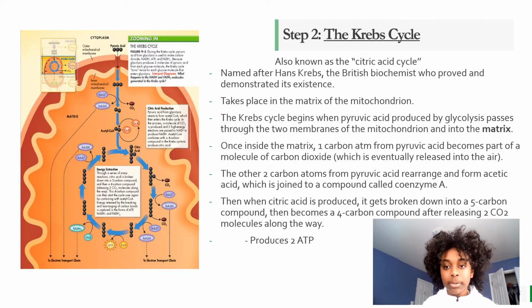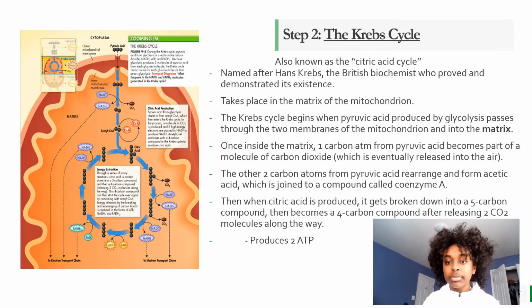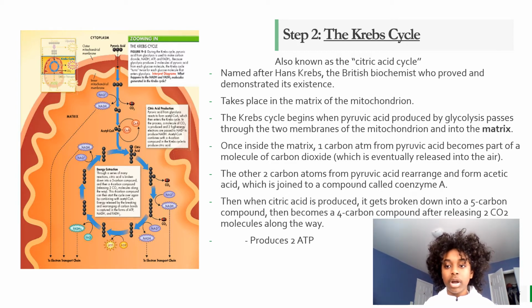The second step of cellular respiration is the Krebs cycle. It's also known as the citric acid cycle. It was named after Hans Krebs, who was a British biochemist who proved and demonstrated its existence. It takes place in the matrix of the mitochondrion, and it begins when pyruvic acid produced by glycolysis passes through the 2 membranes of the mitochondrion and into the matrix. You can see that in the image to the left.